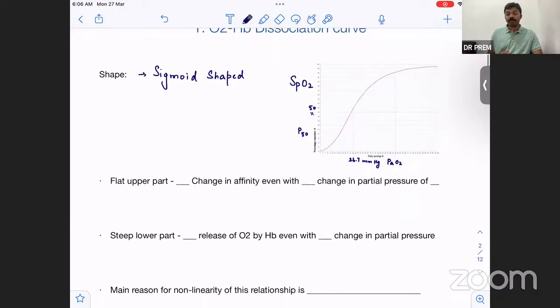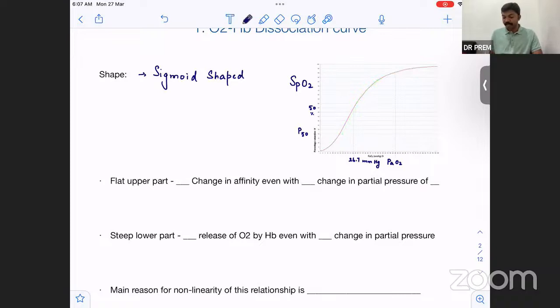And that's point number one. Point number two, you can see the curve. The top part is going to be very flat and the bottom part is going to be very steep. So you're looking at two different parts of the curve. One is a very flat part of the curve and the second one is a very steep part of the curve.